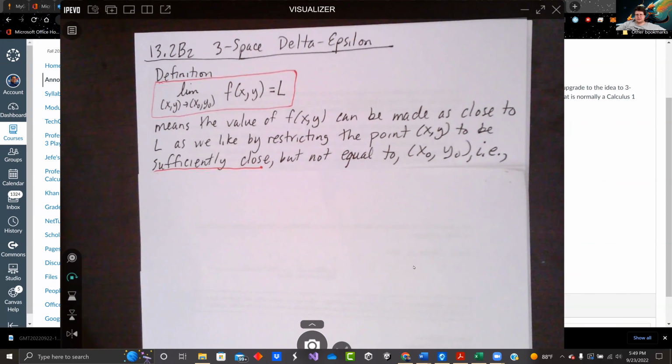This is section 13.2 in Calculus 3. We're looking at limits and continuity in multivariable functions. The last video showed doing the delta epsilon proof in two-space. For those of you that didn't learn about it in Calc 1, I wanted to include the following information.